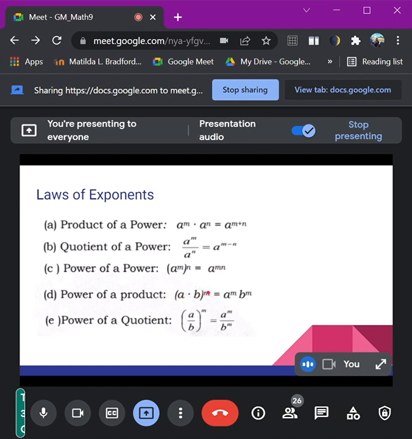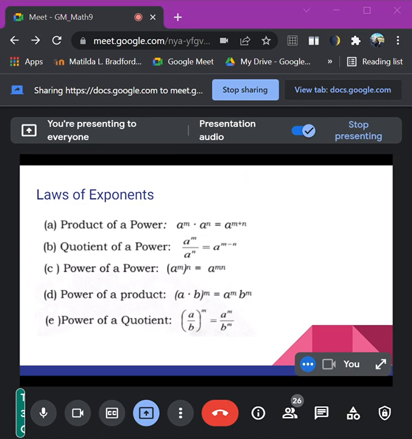So what you're going to do is apply the distributive property. Since your exponent is outside and multiplies everything inside, you distribute it. As you can see, you have a raised to m, times b raised to m. You just distribute your exponent m.